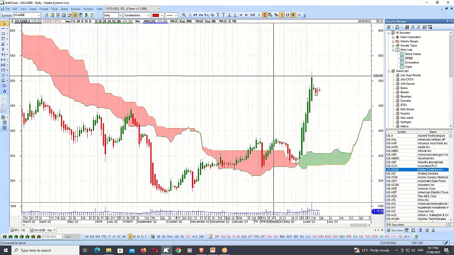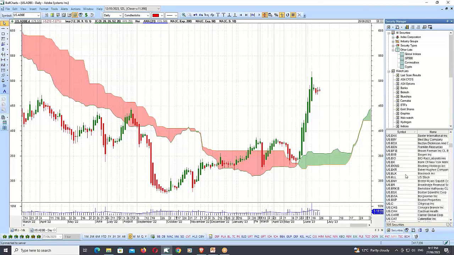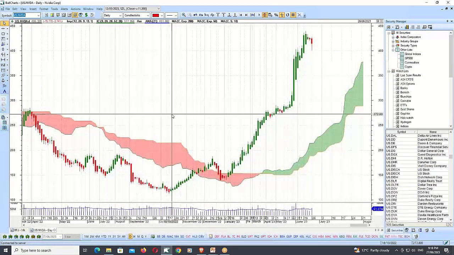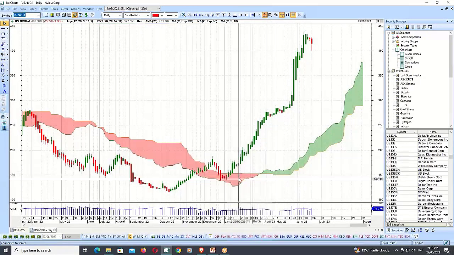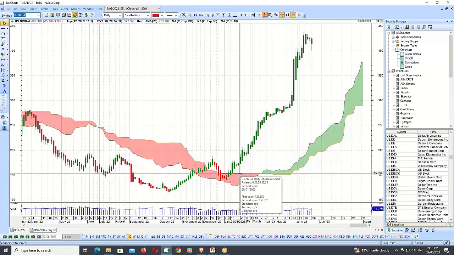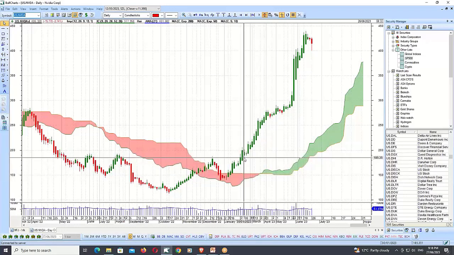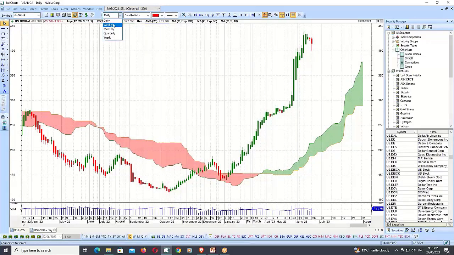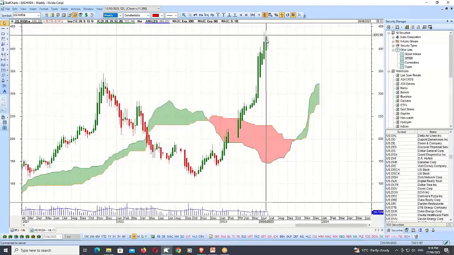Have a look at NVIDIA. It's very similar. I think I've got NVDA, I think. Yeah, I don't know if it's going to come up. Oh yeah, here we go. There's NVIDIA. Again, look at that big flat spot on the cloud. So major support, and it broke this one as well and just took off. The weekly shows the same thing.